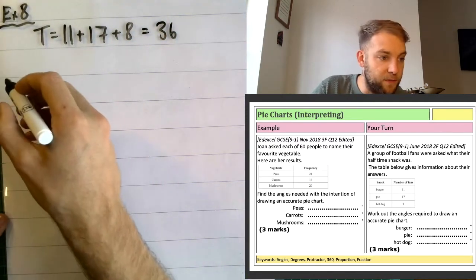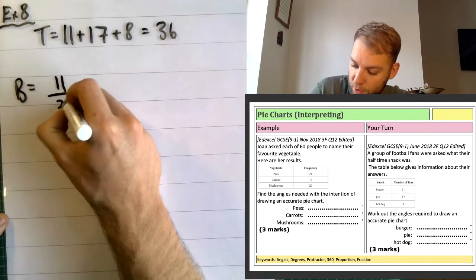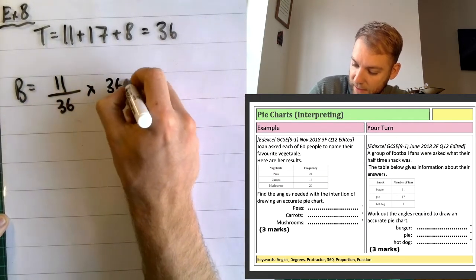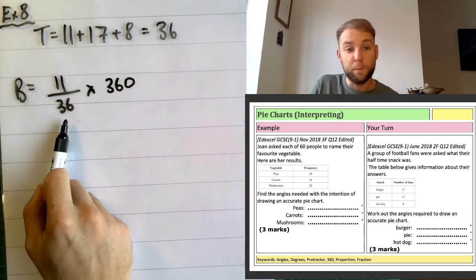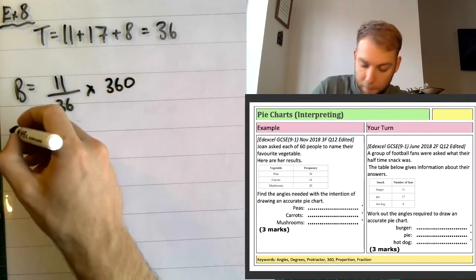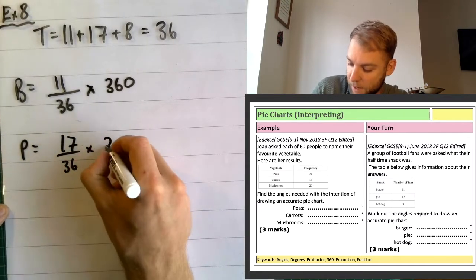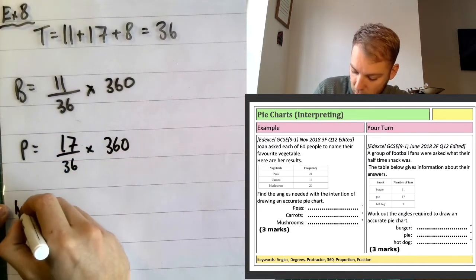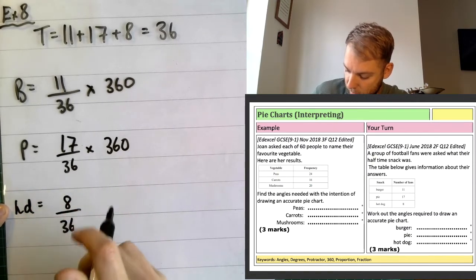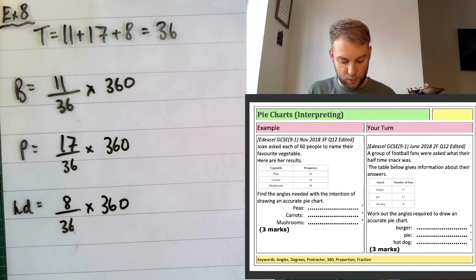Okay, so with this one here, my burger is equal to 11 over 36, times by 360. Now, if this was on non-calculator, you'd probably just times the top and bottom by 10 to get it out of 360, if you want to do that one. Pie is equal to 17 out of 36 times by 360. And hot dog is equal to 8 out of 36 times by 360.